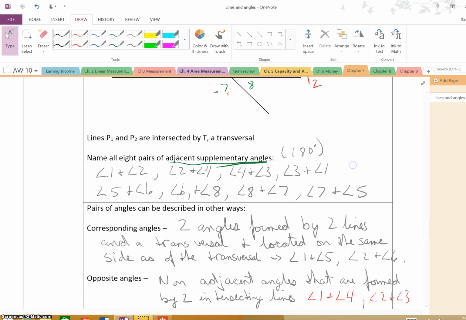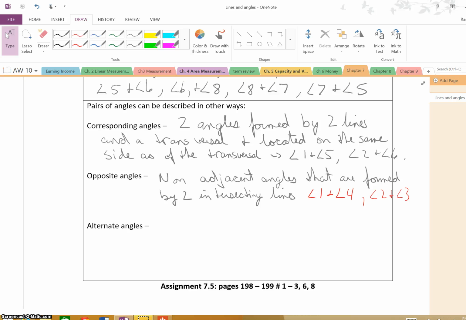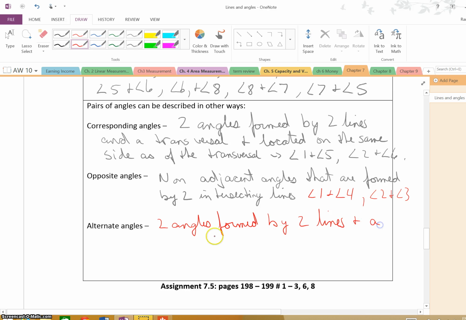Okay. The third one is alternate angles. Alternate angles are two angles formed by two lines and a transversal and located on opposite sides.